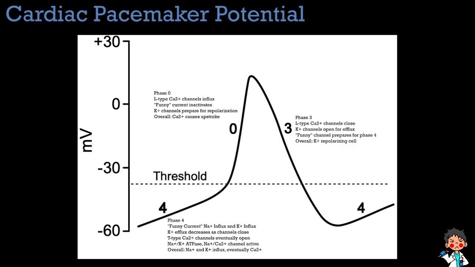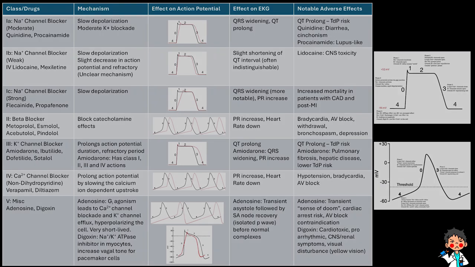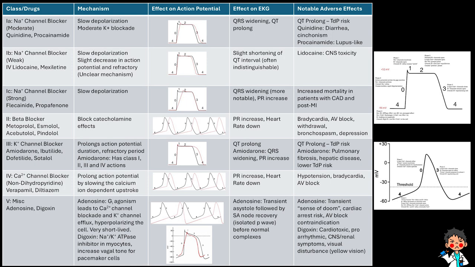So now that we have that out of the way, let's talk about the actual antiarrhythmics. So we have 4 main classes of antiarrhythmics. You have class 1, which is sodium channel blockers, class 2, which is the beta blockers, class 3, which is the potassium channel blockers, and class 4, which are the calcium channel blockers. Sometimes you hear people talk about class 5. That's not really a class per se, that's more just a miscellaneous basket that we like to throw all the leftover antiarrhythmics into. So let's just go in order here.